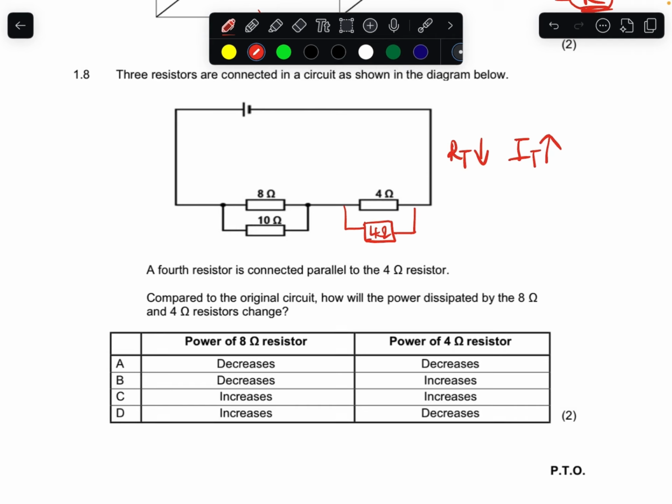What happened to the current now? That current that we had here before we added that resistance was little, but now it has increased. That means here the current has increased. So that means the power of this resistor is going to increase due to the formula that says power is equal to current times resistance. The power and the current are directly proportional. The increase in current means there will be an increase in power, right?